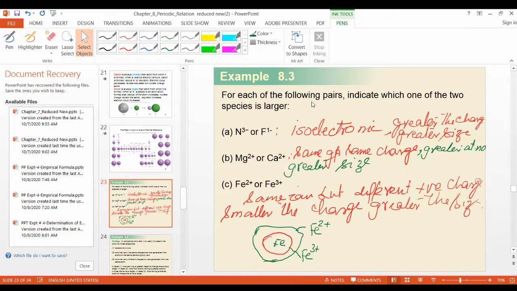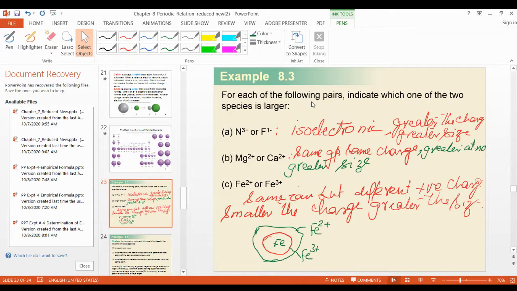The second example is if the species are in the same group and have the same charge. How do you identify which size is smaller and greater? In that case, you only consider the atomic number, because the charge is the same and it is in the same group. If the atomic number is greater, the size is greater.